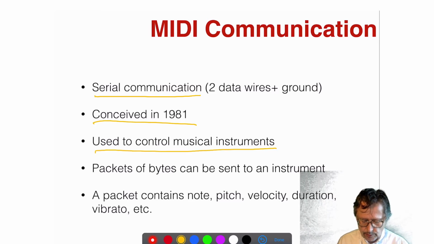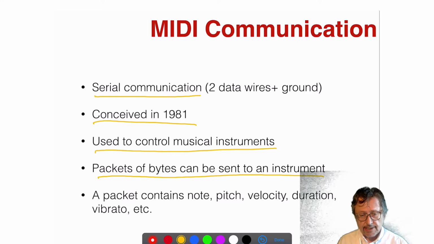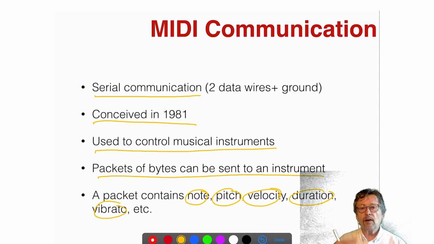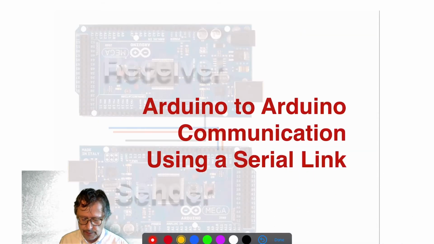It's used to control musical instruments. The information is sent as packets of bytes. In these packets, you're going to be able to define the note, the pitch, the velocity, the duration, the vibrato, a lot of things about one single note. Then it's sent serially from a controller to the different devices. So MIDI is an important serial communication used in the world of music.